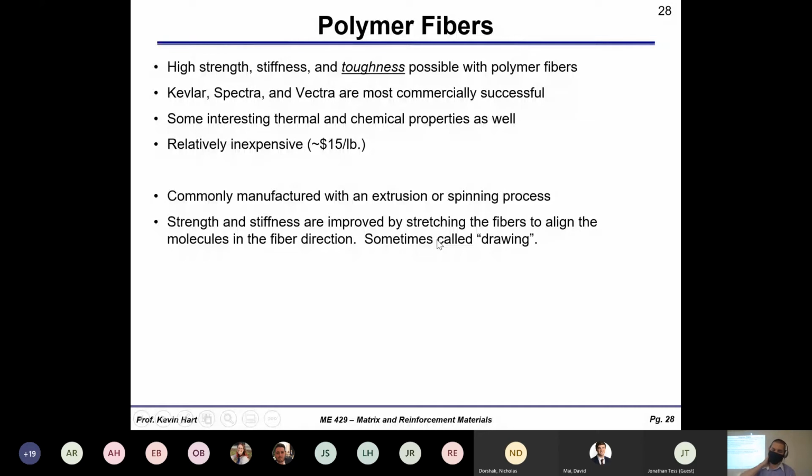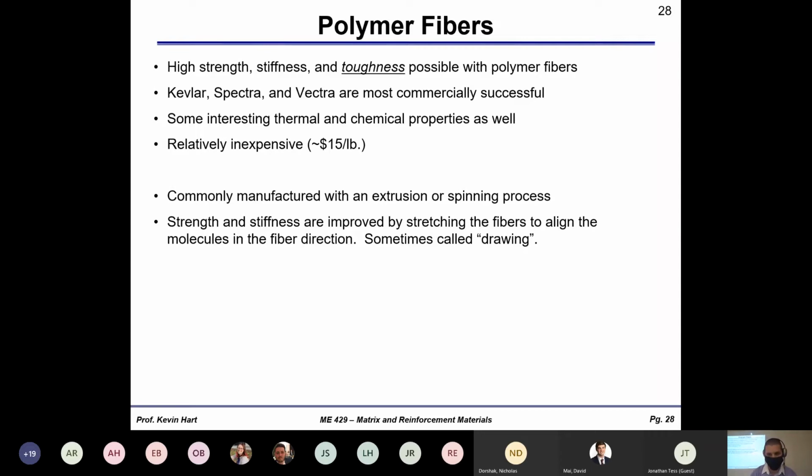So glass fibers, carbon fibers, check, check. Last one we're going to talk about as common reinforcement for composite materials is polymer fibers. And polymer fibers are usually high strength, usually high stiffness, but can give you an added benefit of toughness. When you're talking about a glass fiber, for instance, glass is very brittle, all right? But polymers can be very tough.